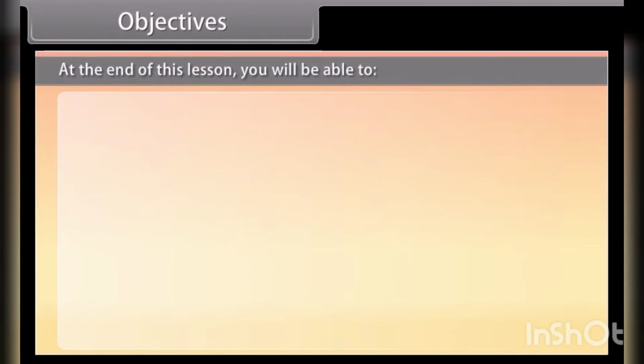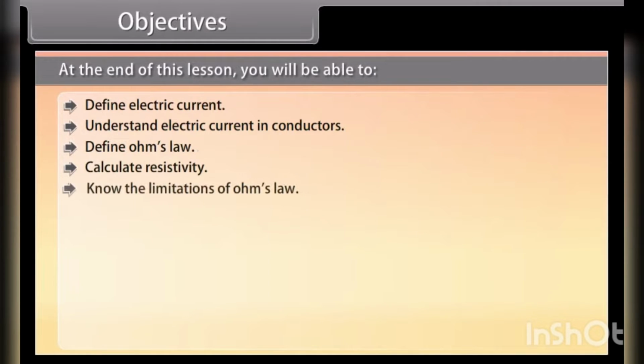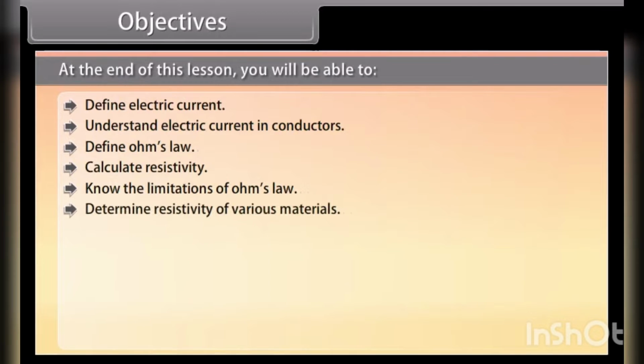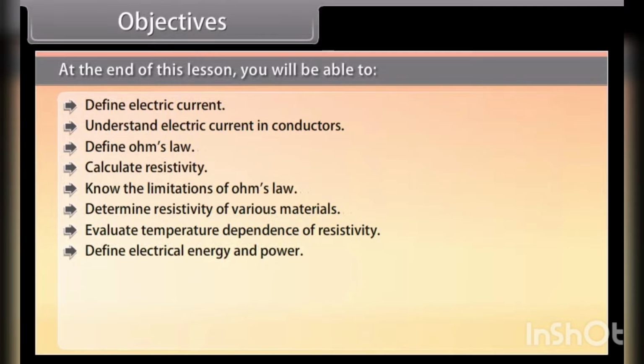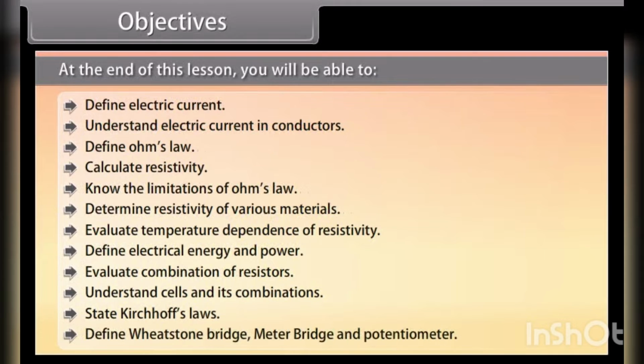Objectives. At the end of this lesson, you will be able to define electric current, understand electric current in conductors, define Ohm's law, calculate resistivity, know the limitations of Ohm's law, determine resistivity of various materials, evaluate temperature dependence of resistivity, define electrical energy and power, evaluate combination of resistors, understand cells and its combinations, state Kirchhoff's law, define Wheatstone bridge, meter bridge and potentiometer.